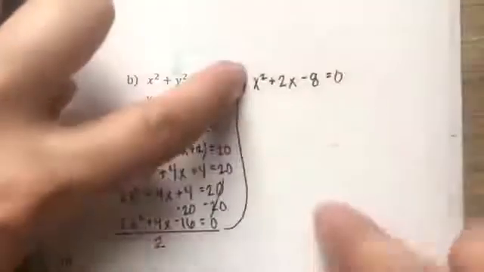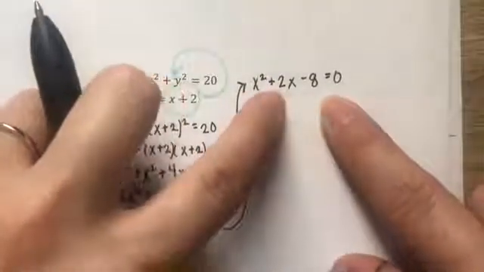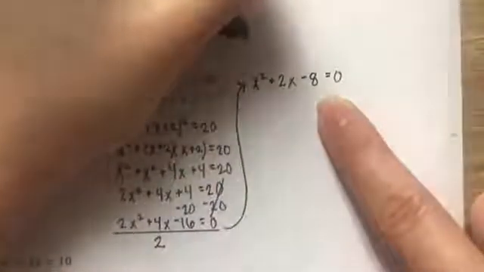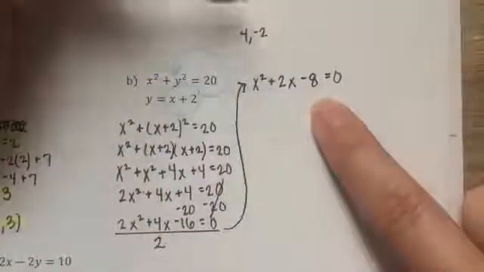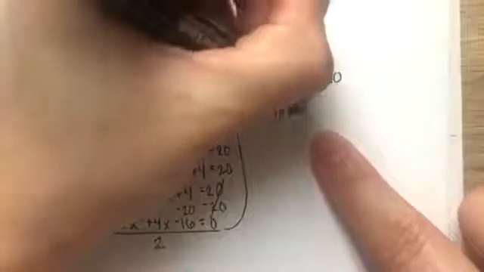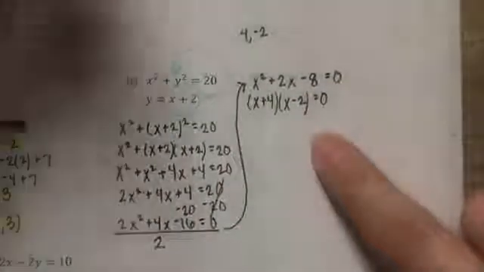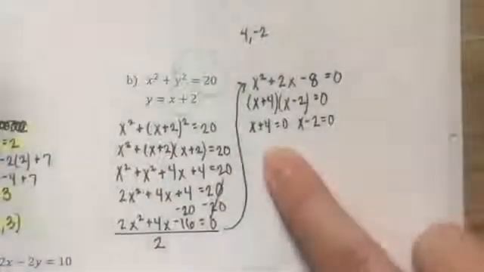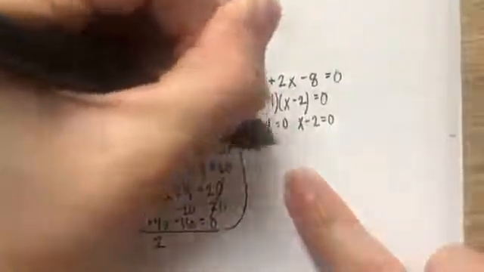So a is 1, so are there factors of negative 8 that add up to 2? It could be 4 and negative 2. So 4 times negative 2 is negative 8. 4 plus negative 2 is positive 2, so this factors into x plus 4 times x minus 2 equals 0. Set each factor equal to 0, so x plus 4 equals 0, x minus 2 equals 0. Subtract 4 from both sides, get x equals negative 4. Add 2 to both sides, get x equals 2.